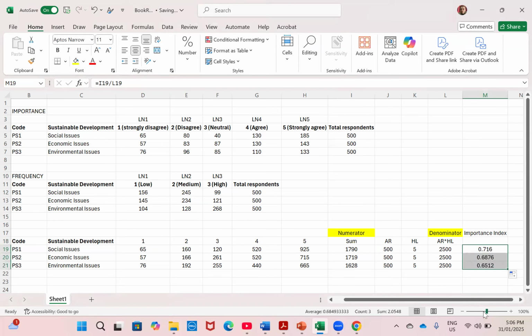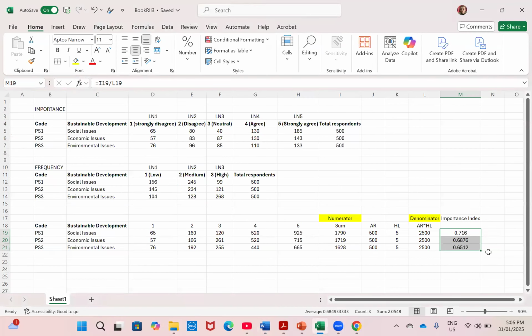So that means at the end of the day, what we are seeing here is that if you are going to rank, the highest is going to be the first one, followed by the second one, and this one, the third one. It's not always going to be the case, but in this case, that's how it is. Okay, great. So this is what we have for the importance index.